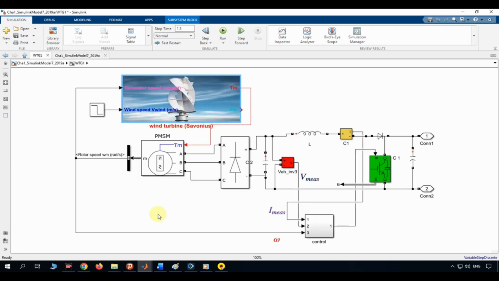The first block represents the wind turbine itself, modeled here as a Savonius type turbine. It has two inputs, the wind speed in meters per second and the generator speed, also called omega, measured in radians per second. Its two outputs are the mechanical torque, labeled Tm, and the mechanical power, labeled Pm. These two outputs describe how much mechanical energy the wind is delivering to the generator shaft at any given moment.